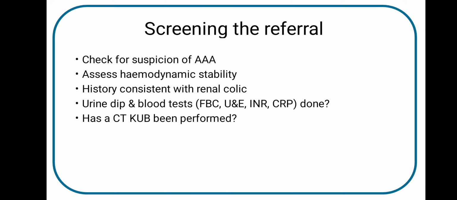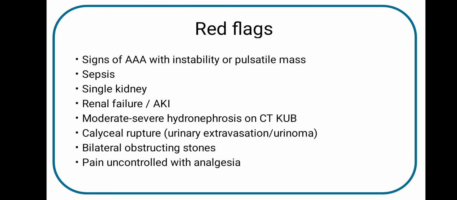You screen these patients. First of all, you want to rule out that they have a triple A, and then you assess for any hemodynamic instability. The history will be consistent with renal colic, and useful investigations will be a urine dip and blood tests like full blood count, U&Es, INR and CRP. The next would be to perform a CT KUB for the patient.